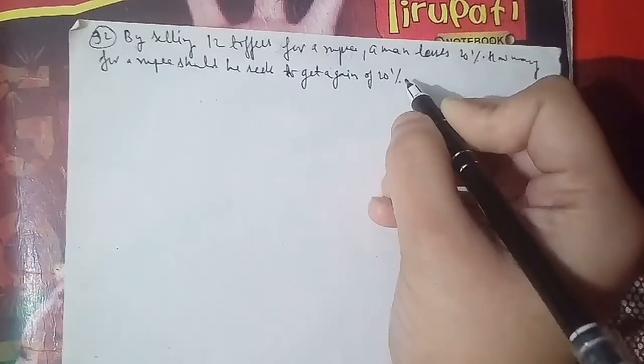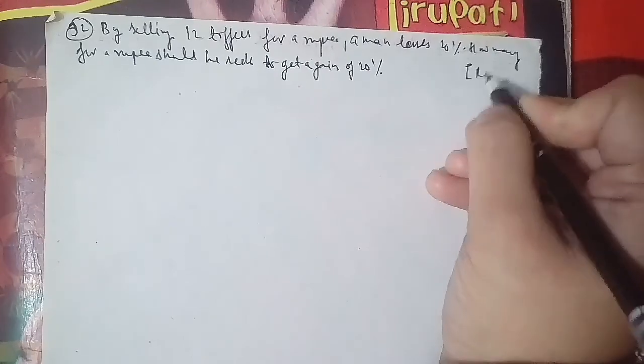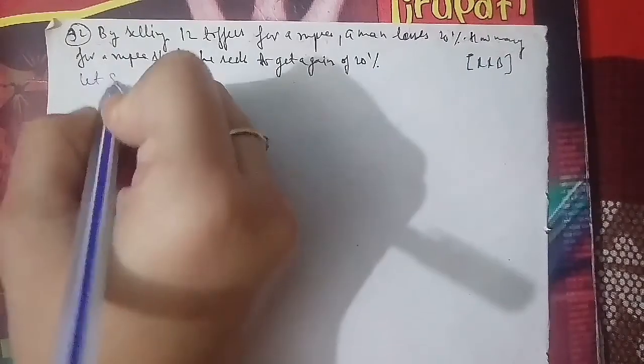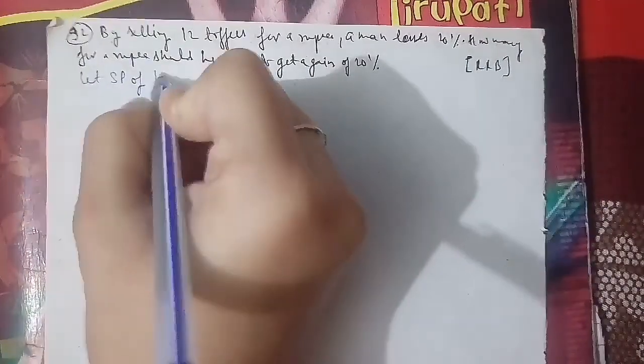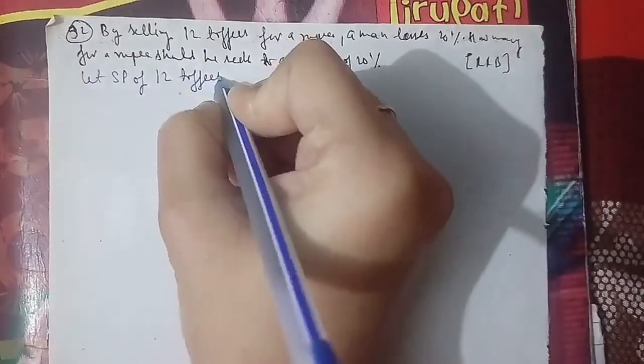For rupees 3/2, toffees sold are 12. For rupees 1, toffees sold equal 12 into 2/3. 3 ones are 3, 3 fours are 12, 4 twos are 8. That is what we have to find.